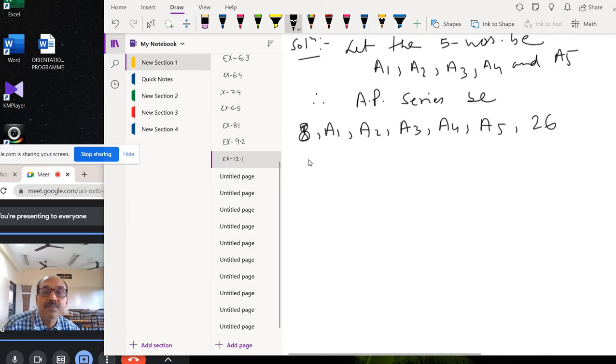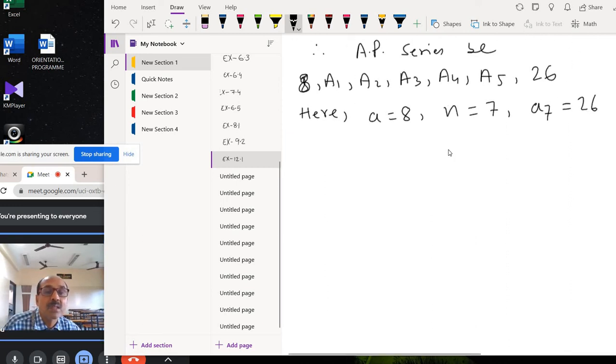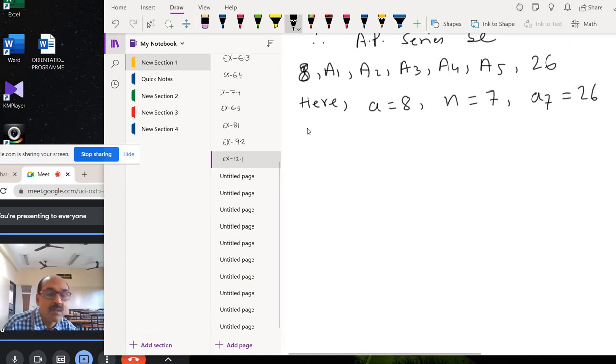Here a is equal to 8, b is equal to 26, and n is equal to 7. n is the number of terms. How many terms are present? 5 plus 2, 7. And the last term a7 is 26.